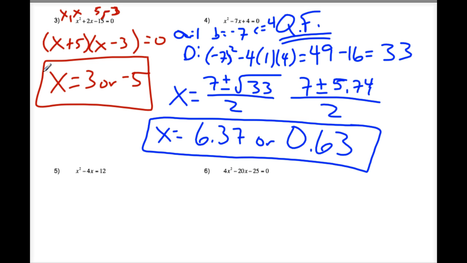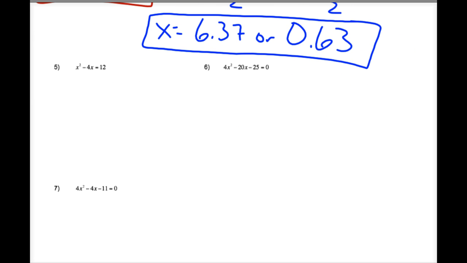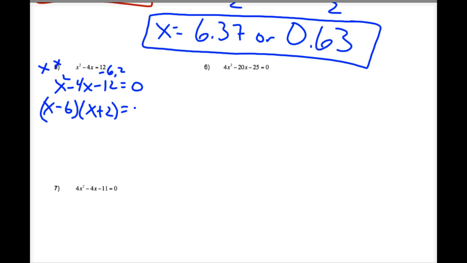All right. Look at number 5. First of all, we got to move that 12 over. Everybody do that. X squared minus 4x minus 12 equals 0. Which way? Factoring. Somebody give me factors of 12 that make 4. Negative 6 and 2. Very good. X minus 6 times x plus 2 equals 0. X equals 6 or negative 2.